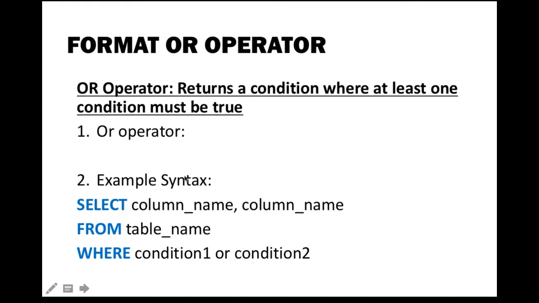The OR operator returns a result where at least one condition must be true. So we're selecting our column names from our table for condition 1 or condition 2. So either one of these needs to be true. If both of them are false, it will not return a result. But if one of them is true, you will still get a result.